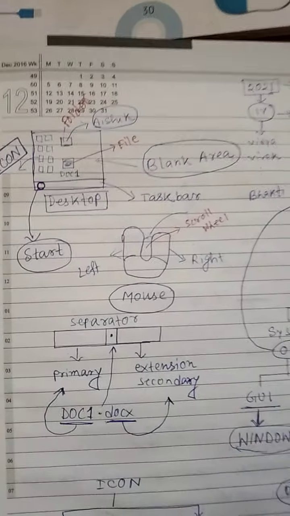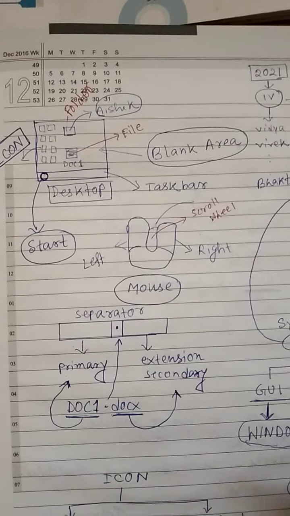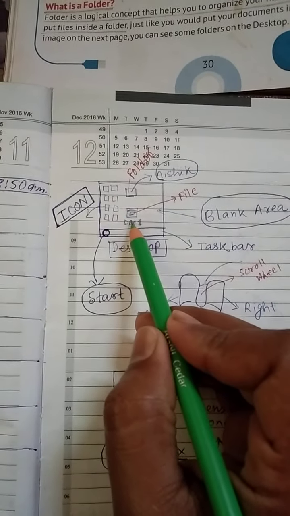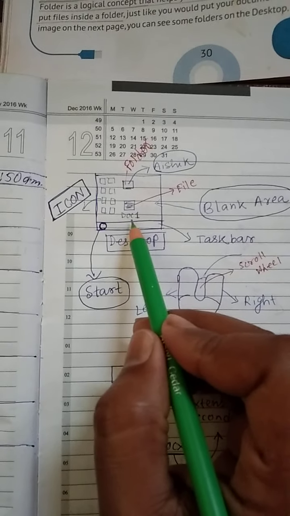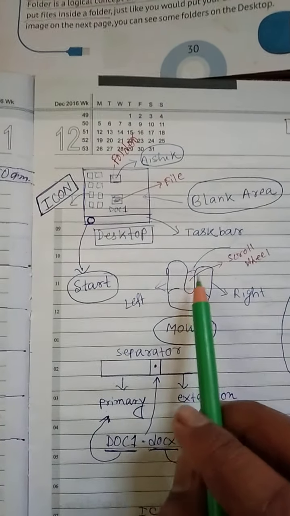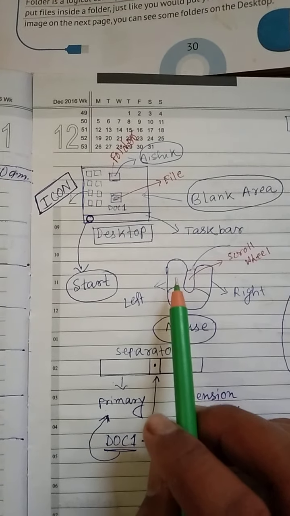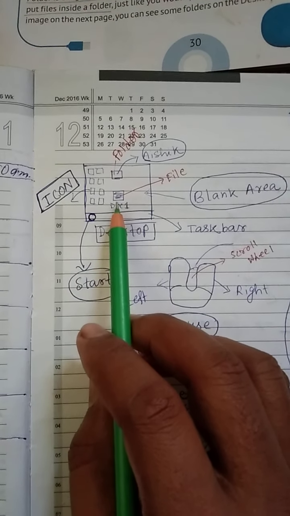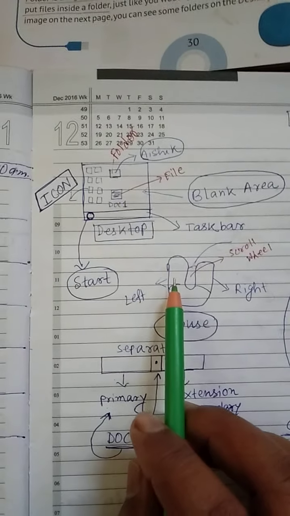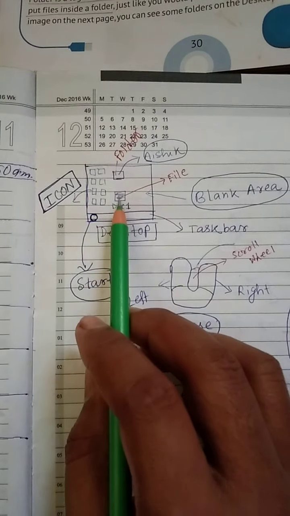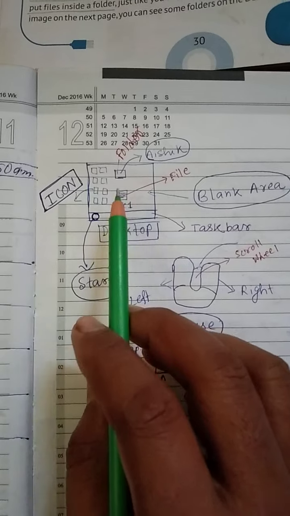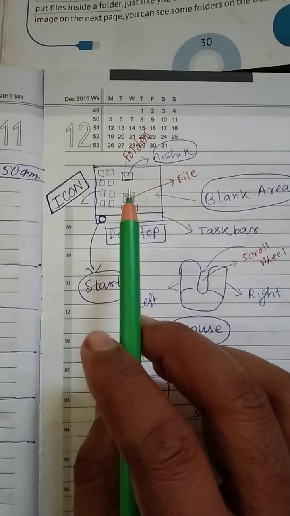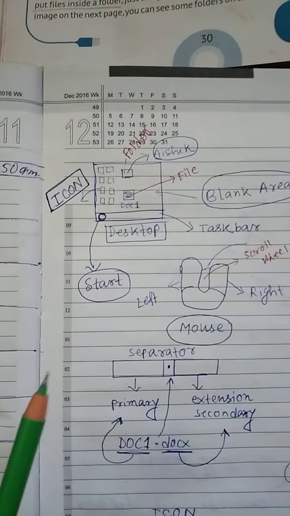Now the question: how to open files. So this is an example of a file, doc1. I want to open it. So simply use the left mouse button, place the mouse pointer on top of the doc1 file, and double click on it with the left mouse button. If you double click on it, it will open on your computer screen.